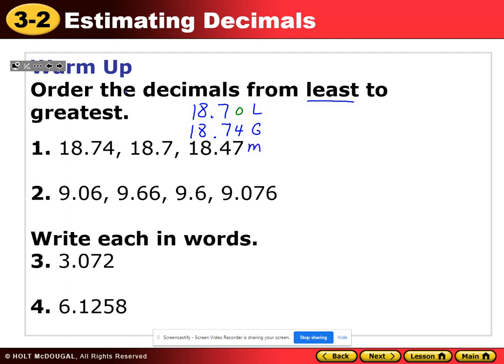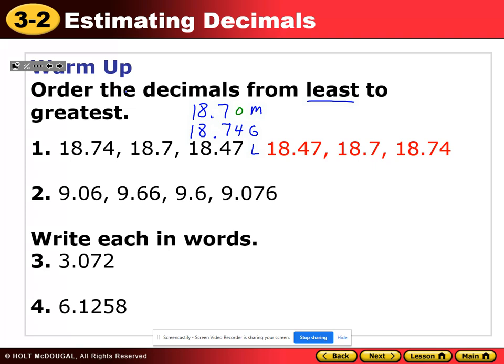All right? So, that is not correct. My apologies. 1,847 is less than 1,870, so this is the least, this is the greatest, and there's your middle one. Remember, line them up, and then you can compare them like regular numbers.